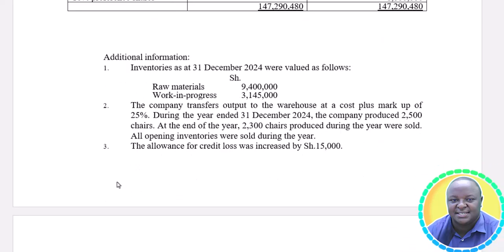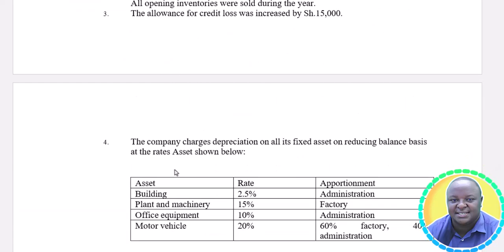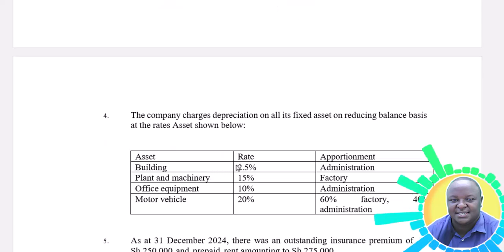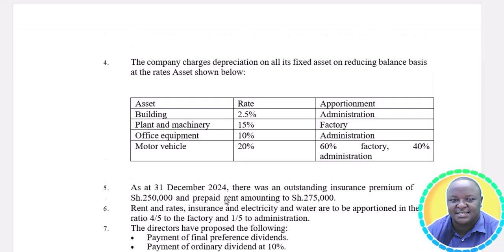Additional information number 3, the allowance for credit loss was increased by 15,000. And then additional information number 4, the company charges depreciation on all its fixed assets on reducing balance basis at the rates shown below. The assets were the building, plant and machinery, office equipment, and all that. The rate is as given as follows. Then the apportionment is either administration or factory.